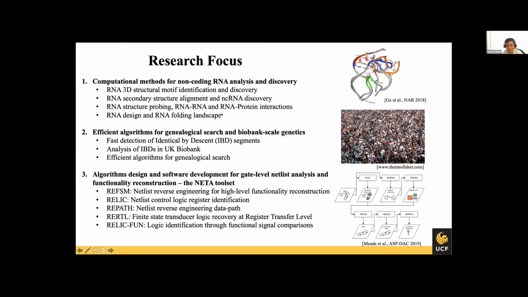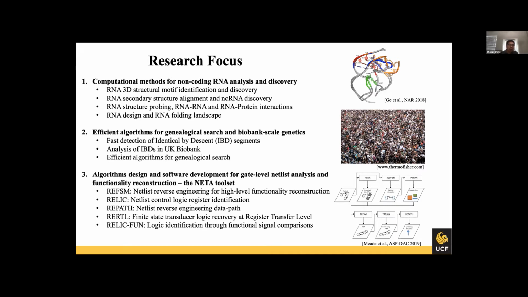The second topic in our group is efficient algorithms for genealogical search and biobank data analysis. Basically, we want to design algorithms and methods for fast detection of IBD segments. We are already using our tool to analyze the IBD segments in the UK biobank data. We also proposed a lot of efficient algorithms for genealogical search.